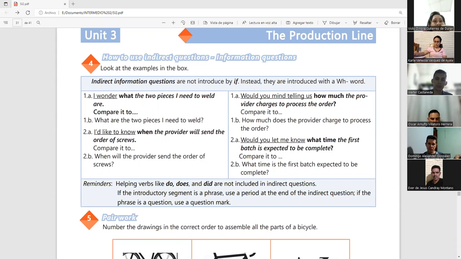Como recordatorio, reminder, helping verbs like do, does, and did are not included in the indirect questions. Acuérdense que se omiten. If the introductory segment is a phrase, use a period at the end of the indirect question. If the phrase is a question, use a question mark. En la 1A y en la 2A, donde dice I wonder and I would like to know, esas son frases, no son preguntas. Entonces no llevamos signo de pregunta. En la otra 1A and 2A, they start with would you mind telling us? Or would you let me know? Esas sí son preguntas, entonces por lo tanto ponemos signo de pregunta at the end, all right? Vuelvo y repito, es lo mismo que hemos estado viendo, tanto las yes, no questions or information questions sobre indirect questions at the end, okay?